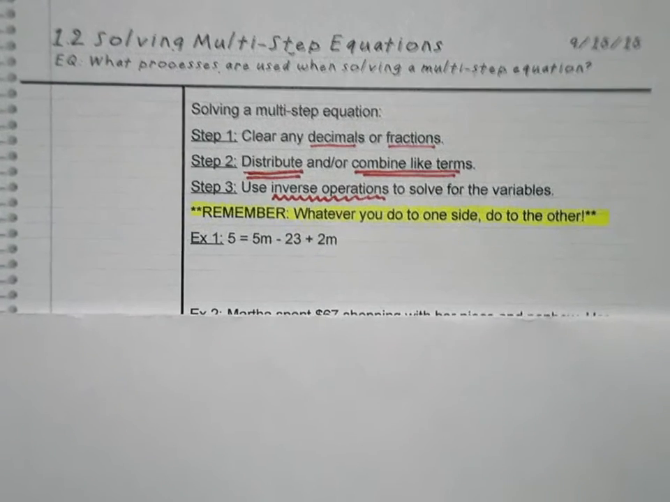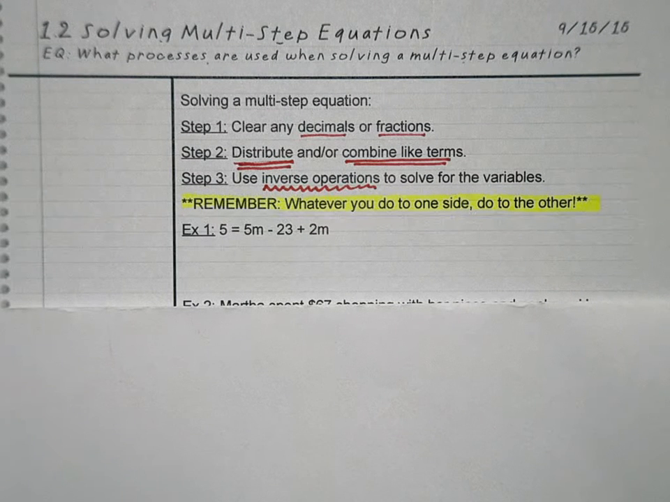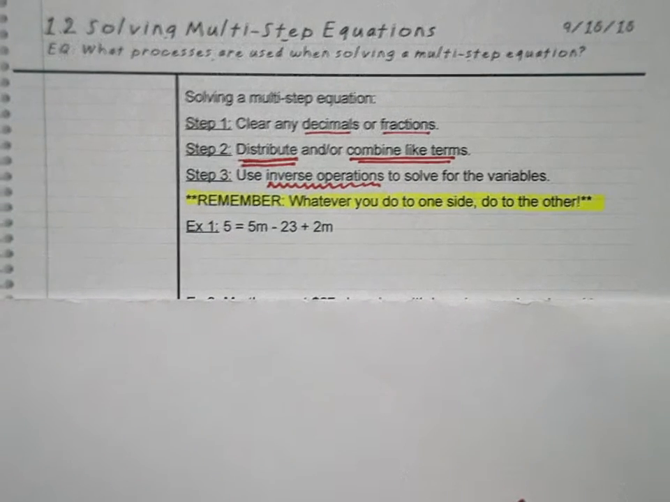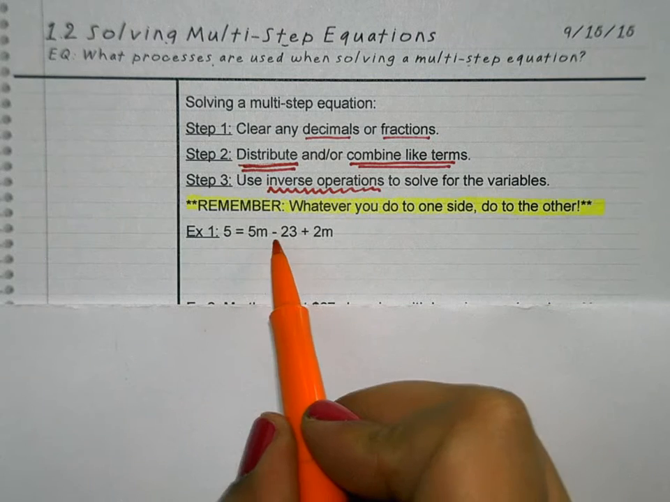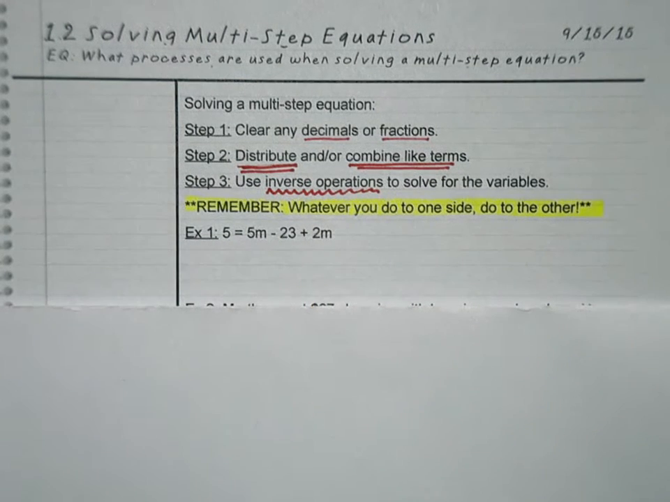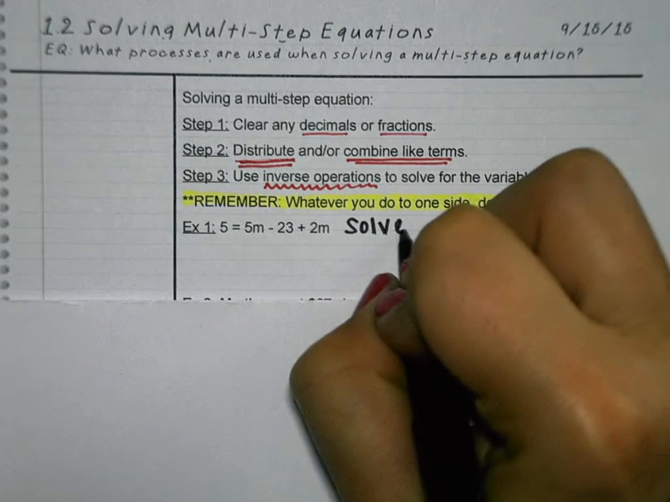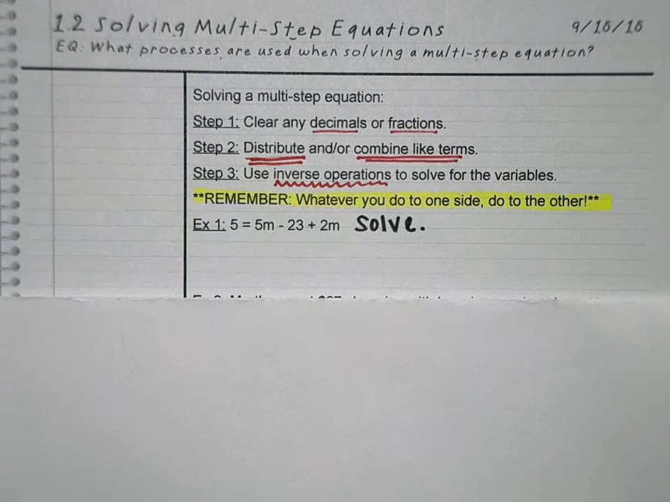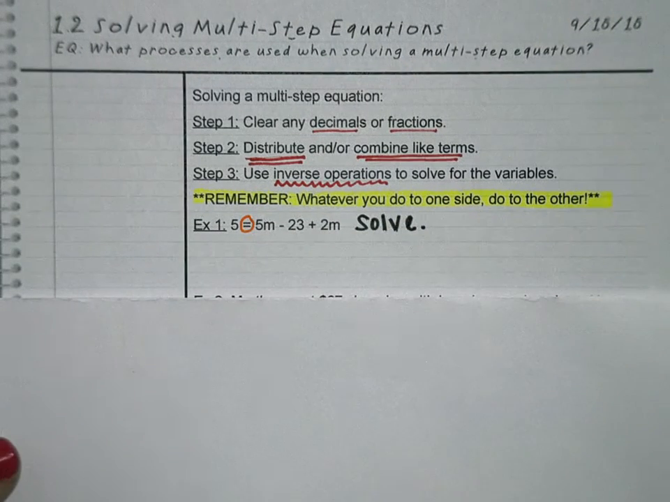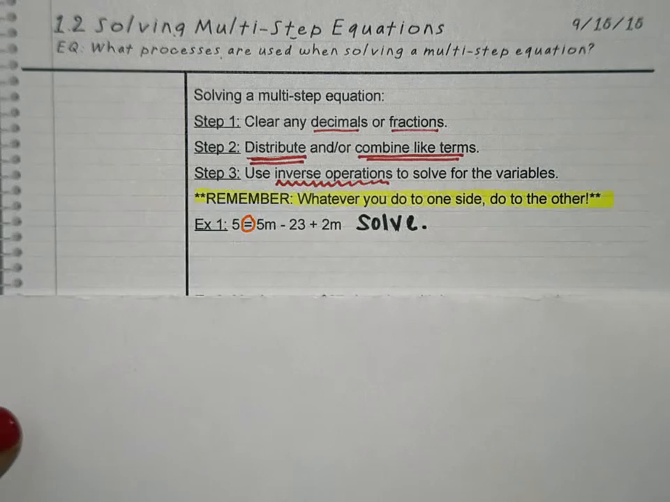And then let's get into our first example. So example 1 is 5 equals 5m minus 23 plus 2m. These equations differ from what we did yesterday. Your instructions are going to be to solve for the variable. Yesterday, your instructions were to simplify because there was no equal sign. So now that we have an equal sign, you will be asked to solve.